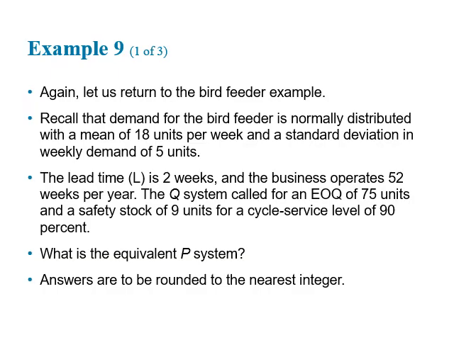Well, let's go back to the bird feeder example and work through a P model with that. You may remember that demand was 18 units per week, and when we started introducing variability, we gave a standard deviation of 5 units per week to demand. The lead time was 2 weeks. So just by way of review, in the Q system, we found an EOQ of 75 units and a safety stock of 9 units, which gave us a cycle service level of 90%. So we want to look at a P system in order to see how that compares with this Q system.